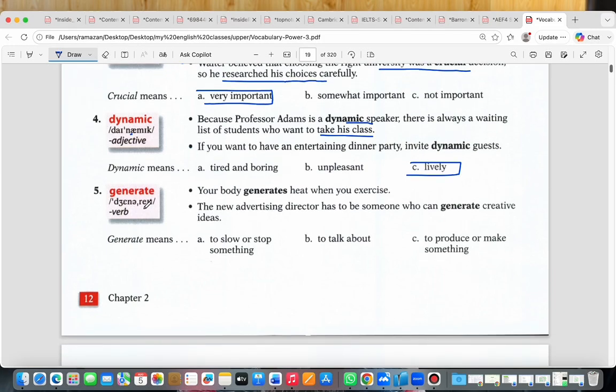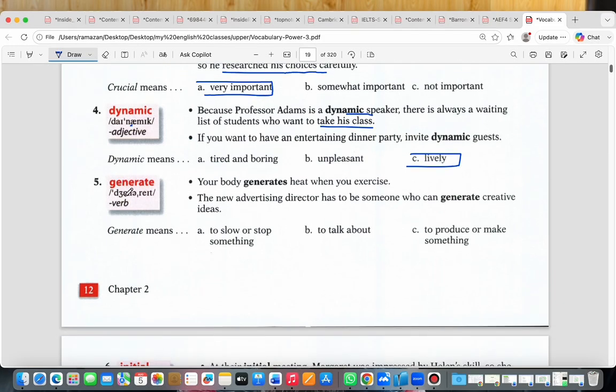Now let's go for the other word here. Generate, the fifth word. Generate, the first syllable is stressed and it's a verb actually, means to produce or make something, okay? So you can use it as a verb in the sentences. Your body generates heat when you exercise. The new advertising director has to be someone who can generate creative ideas. So creative ideas means he makes new ideas, he has new ideas in his mind.